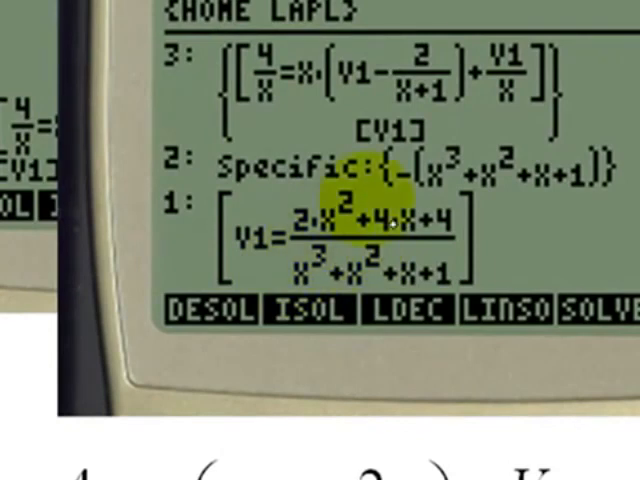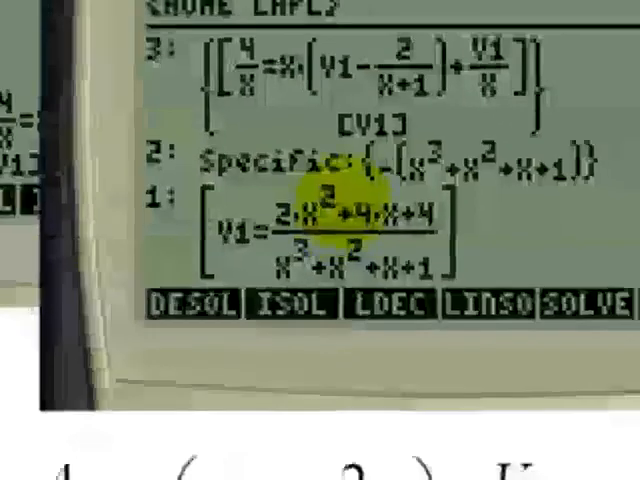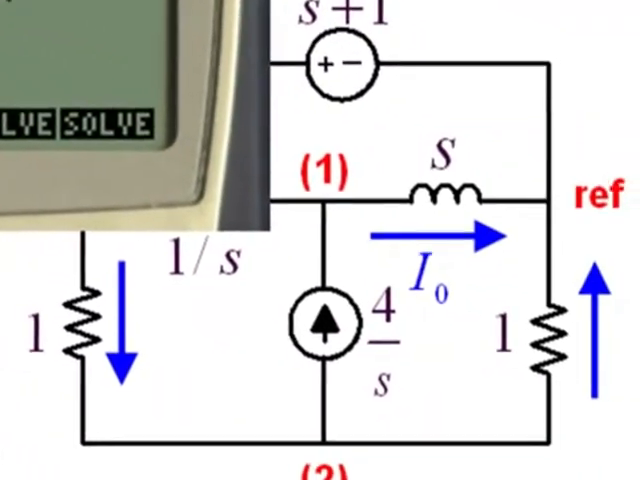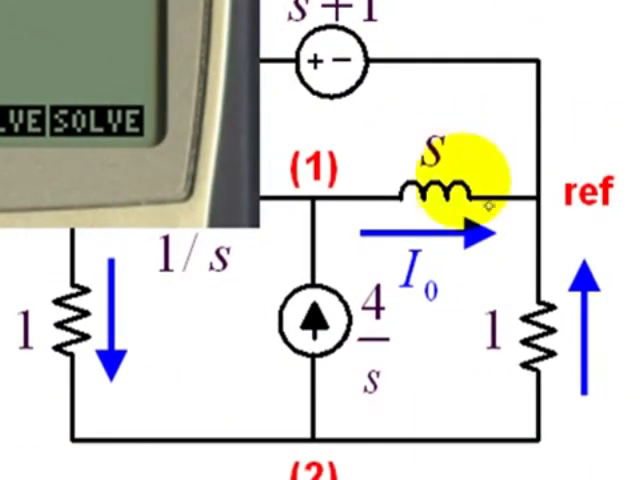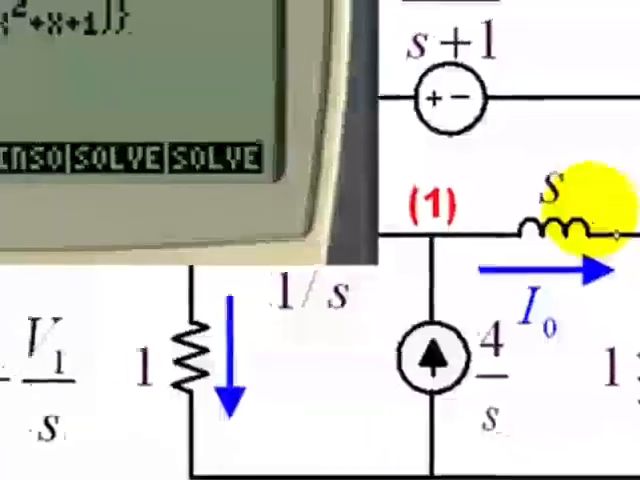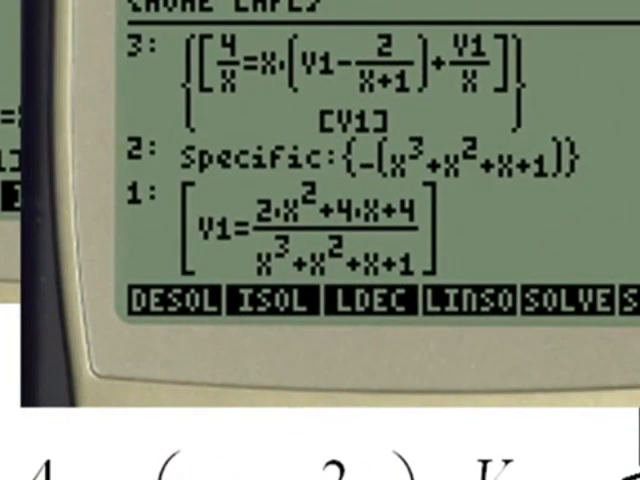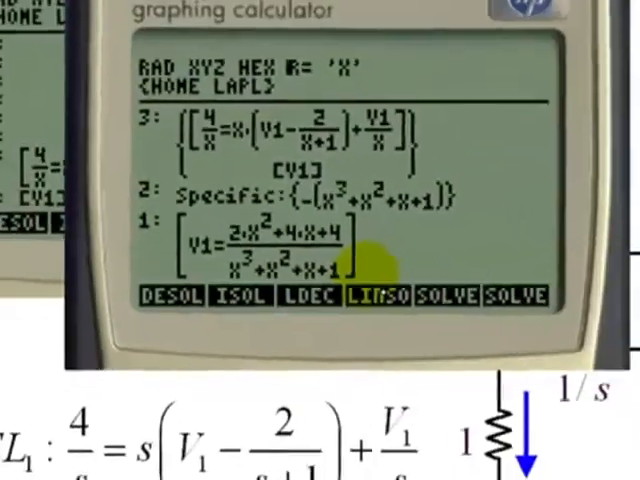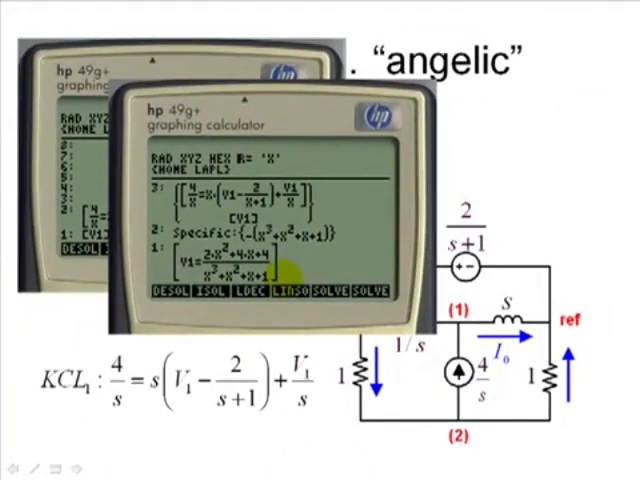V1 is that expression. Remember, x represents the Laplace variable s. Well, that voltage divided by s, the impedance of the inductor, gives us the current I naught. Well, we only have to multiply the denominator by x. 2s squared plus 4s plus 4 divided by x to the fourth plus x cubed plus x squared plus x, which is exactly the solution we had before. The rest of the solution remains the same.